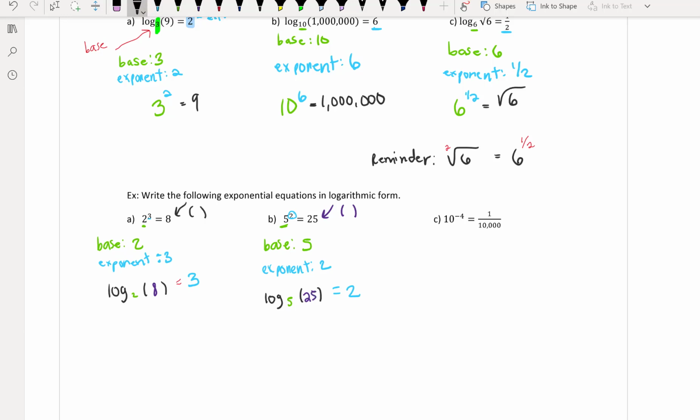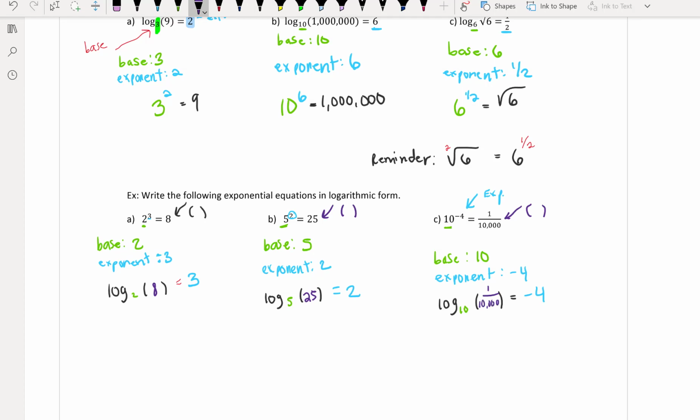Over here, I know that I have my base, that is 10. I also have my exponent, and that looks like it's a -4. What I'm going to have inside the parentheses is whatever it's equal to. So I'm going to rewrite this as log base 10 of what's in the parentheses is equal to my exponent, and the exponent is equal to -4. So what I'm going to write inside the parentheses is 1 over 10,000.